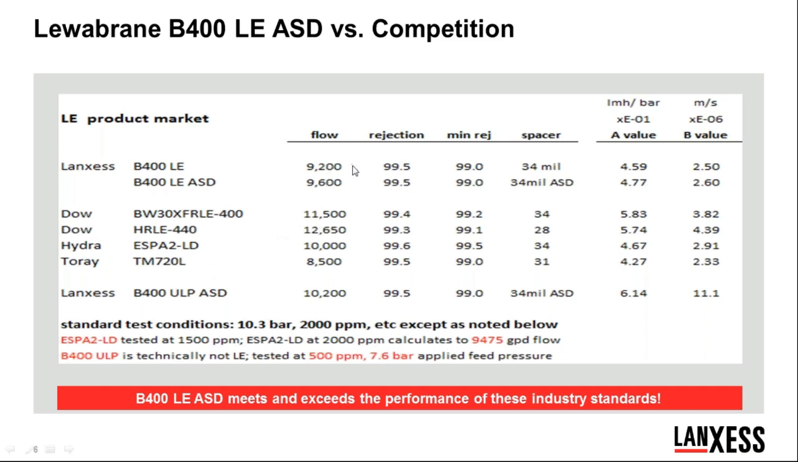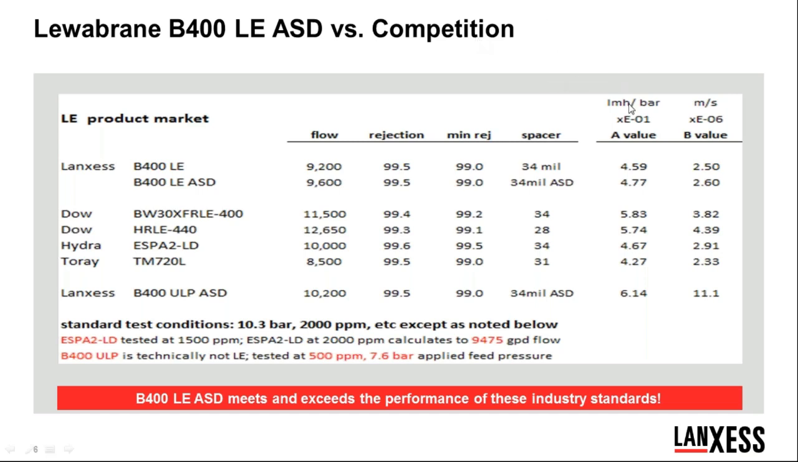This I find interesting because here's a product at 9,200 gallons per day, and here's a product at 8,500, and one at 12,650. And the question that's always intrigued me is how does one decide, based on data sheet values, which element to apply in a given situation? So the best guidance that I could give you is use the design software, because the design software takes into account the performance of these products under various conditions.